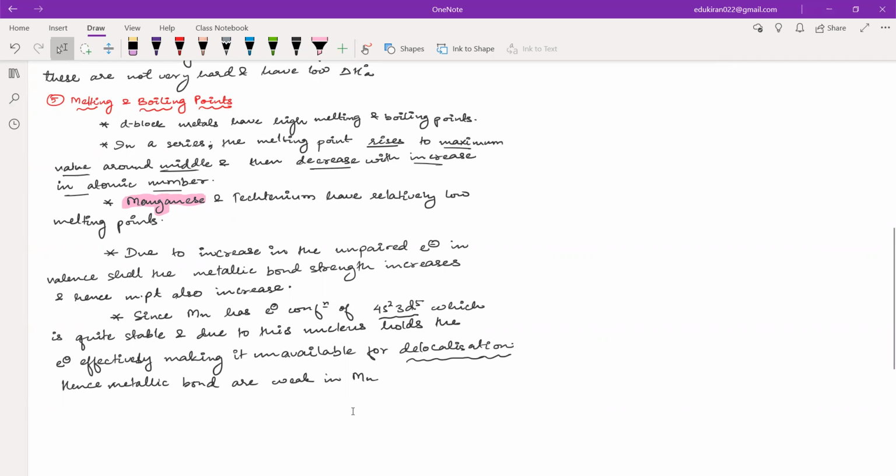Okay, one more point just regarding mercury now. Hg, mercury, is liquid at room temperature.